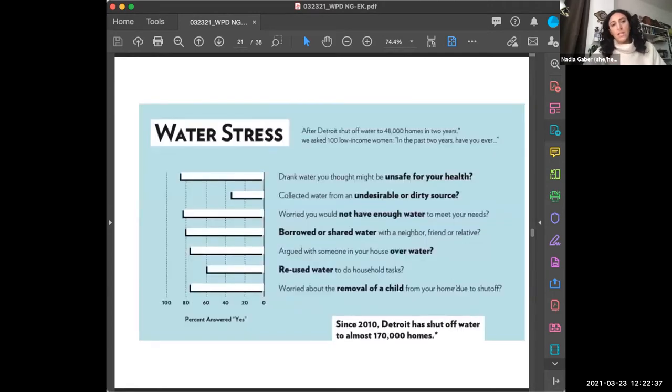We also found relationships that weren't large enough to do statistical analysis on, but certainly speak to the condition that people are living in. So among these residents who we asked, since the water shutoffs began, have you drank water that you thought might be unsafe for your health? More than 80% said yes. More than 75% of people were worried they wouldn't have enough water to meet their basic needs, or borrowed and shared water with a neighbor, friend, or relative. And over a third said that they collected water from an undesirable or dirty source.